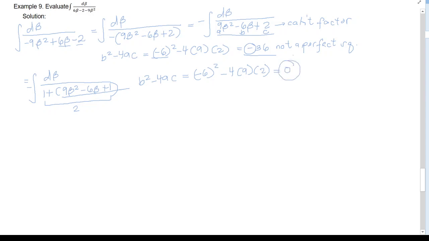And that is a perfect square. So the square root of 0 is still 0. So we can factor already this one.